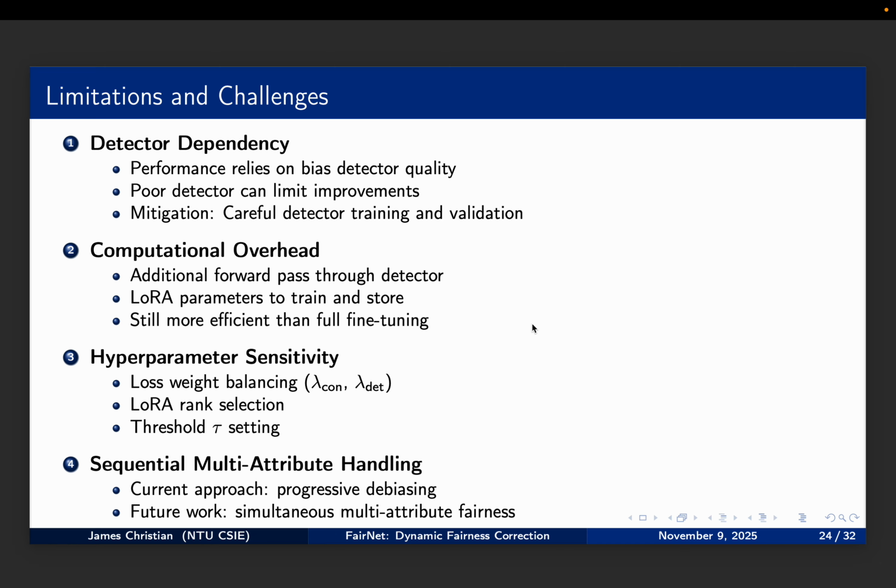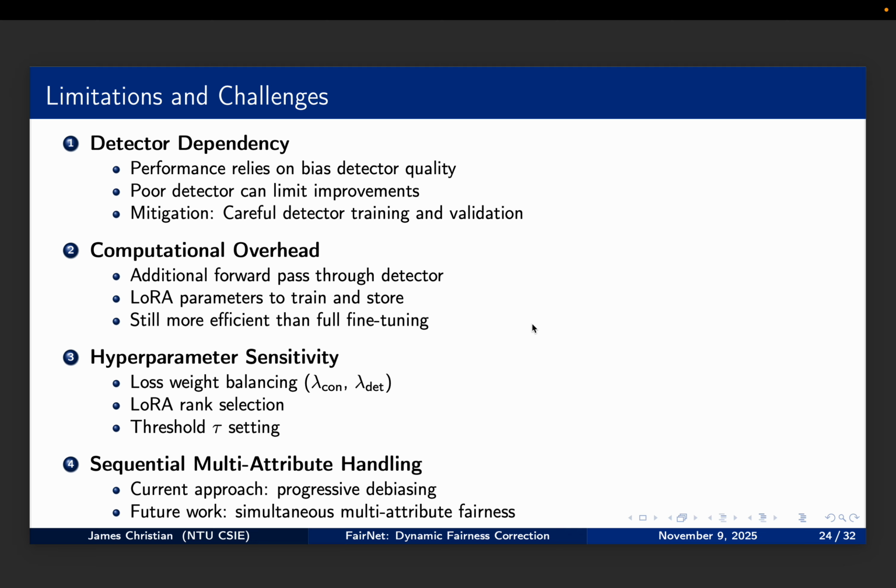Second, computational overhead. This is an additional forward pass through the detector. LoRA parameters need to be trained and stored. However, it is still more efficient than fine-tuning. Third, hyperparameter sensitivity. There is loss weight balancing for lambda contrastive and lambda detector. There is LoRA rank selection and threshold tau setting.